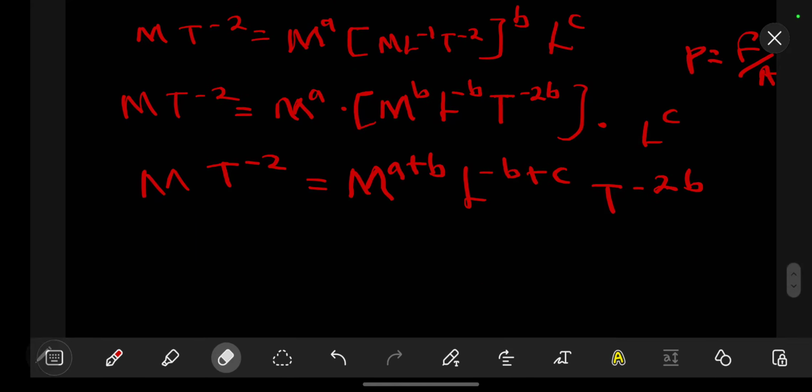Finally, we are going to equate the m's, so this m and this m. We are going to have m to the power of 1 should be equal to m to the power of a plus b, like that.